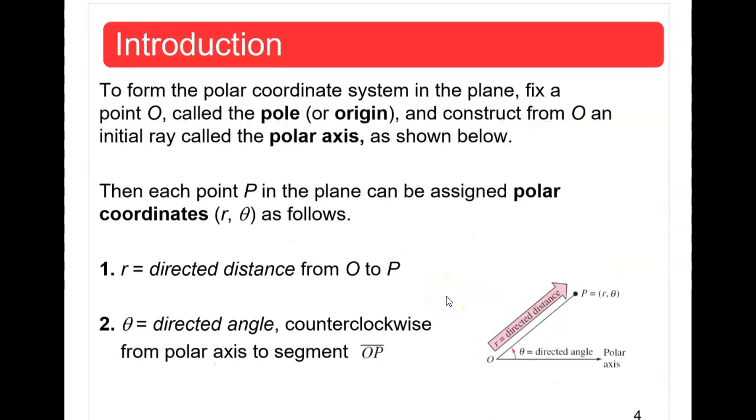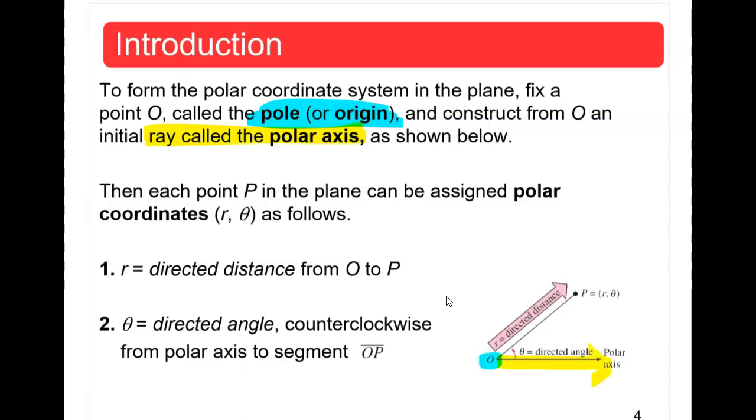So, important and new vocabulary. We have the fixed point that will be referred to as the pole, and that will be at the origin if it was a rectangular coordinate system. So we refer to it as the pole, and then construct from O an initial ray. So we start from here, and we start with the polar axis.